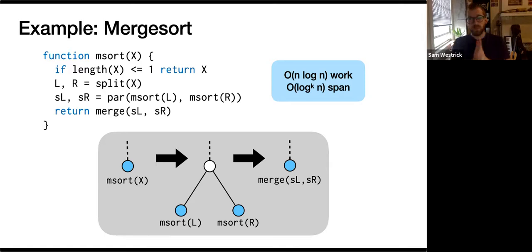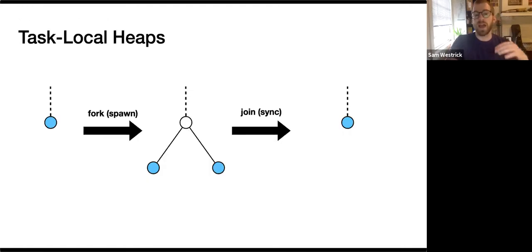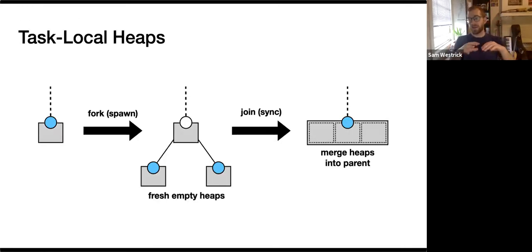Okay. So we've seen this fork and join structure that I just diagrammed there at the bottom of the slide. In order to handle allocation efficiently in a parallel functional language, what we're going to do is give each task its own heap. These are the little gray rectangles that I'm drawing here.